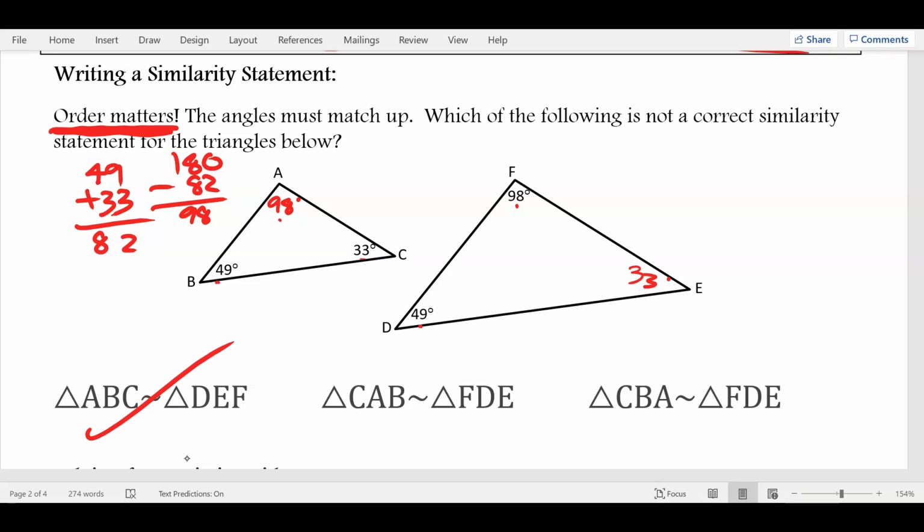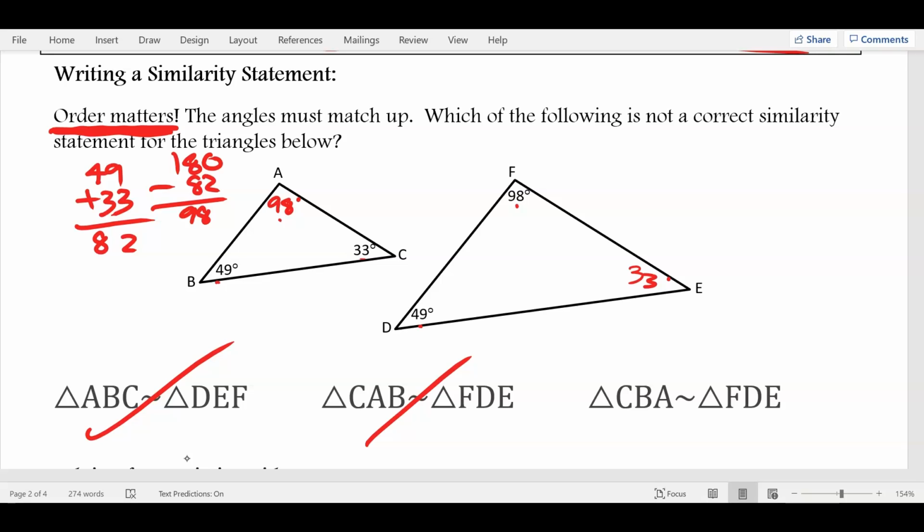What about CAB and FDE? No? Well, C is 33 degrees, the first letter, F is 98. Again, they don't match perfectly. You can't make a statement if it's not in the right order because order matters. Now, last one. Is CBA similar to FDE? What do you think? Okay, C is 33, but F is not. F is 98. So they're actually all three wrong.